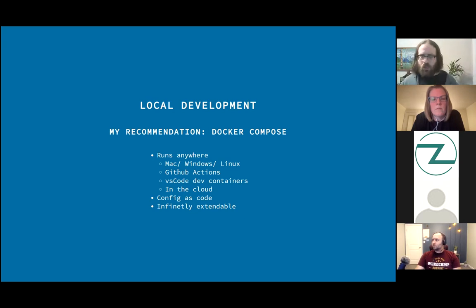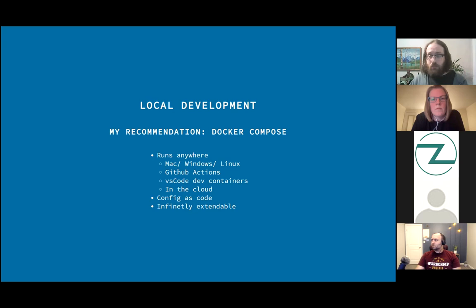But with Docker Compose, the configuration is a file, right? I can just give that to whoever. It's part of the code base, and as it changes, those are Git commits in my code base. It's also infinitely extendable. There are so many Docker services that already exist that I can install from Docker files, or I can just write my own Docker file.